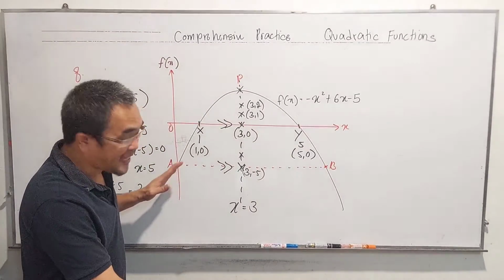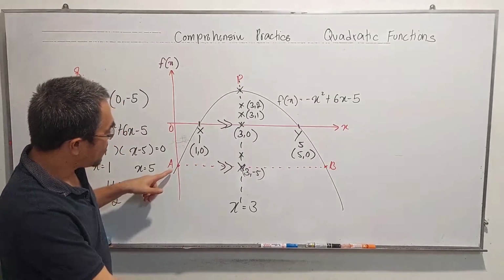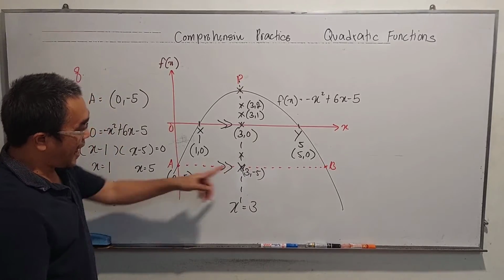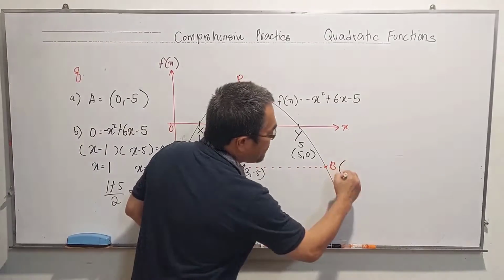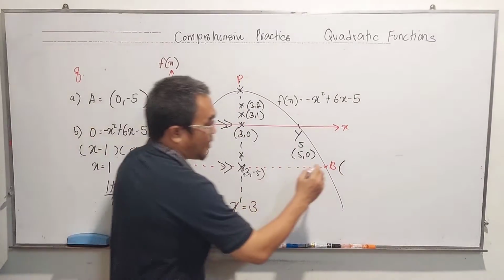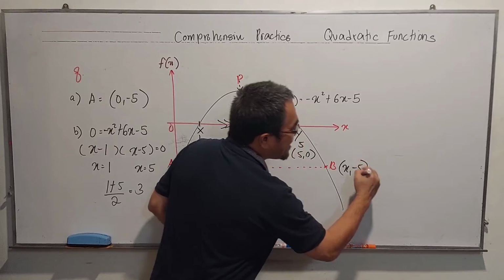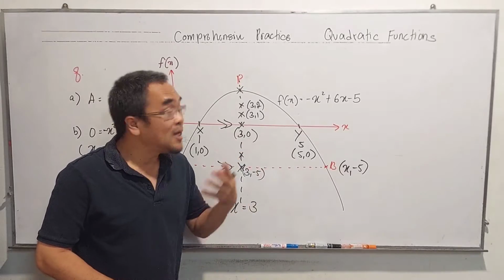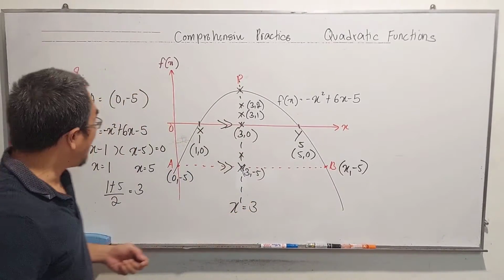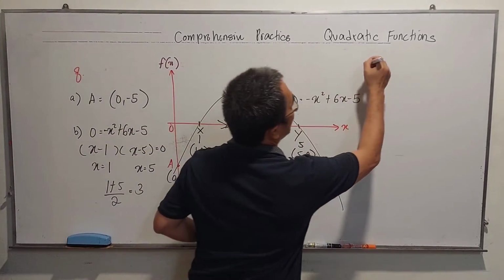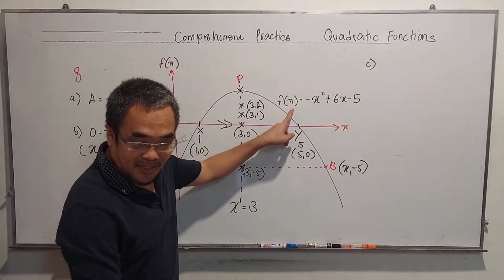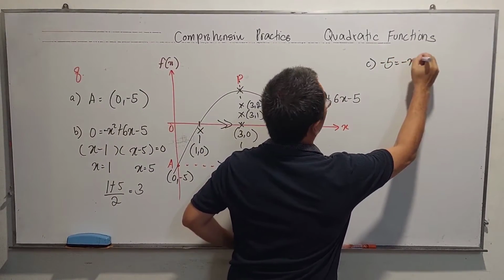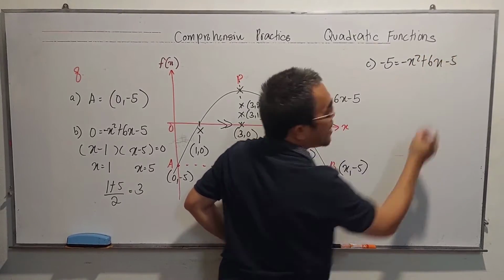So if you draw this again, you draw according to scale whatsoever. If you know already that 0, -5 is here and 3, -5 is here, so B, even though I do not know what x is, I know y is -5. On this line, the value of y or f(x) is constantly -5. So in order to answer this question C, what I'll do is replace f(x) with -5. So -5 is equal to -x squared plus 6x minus 5.